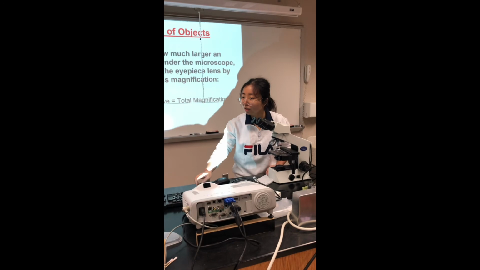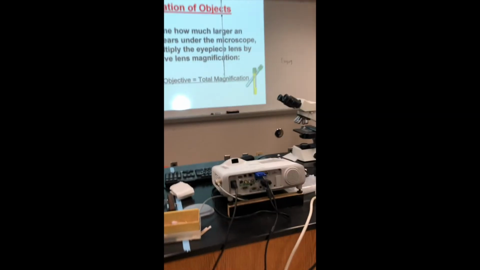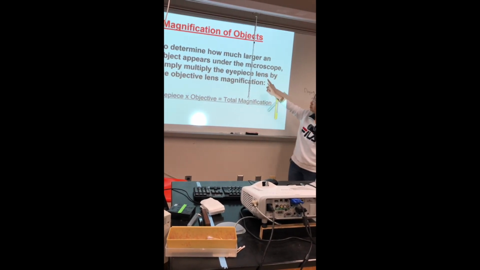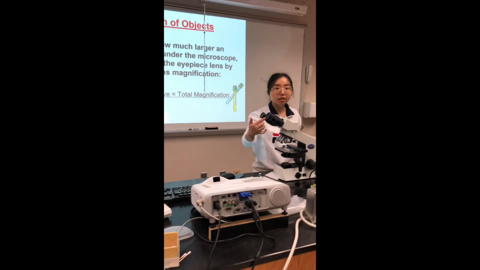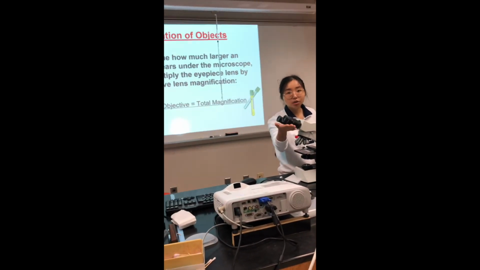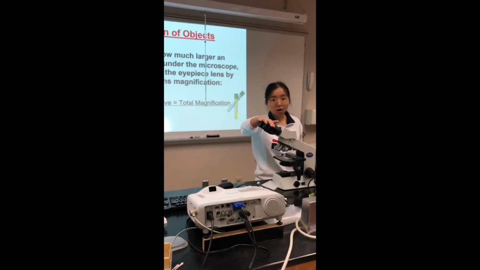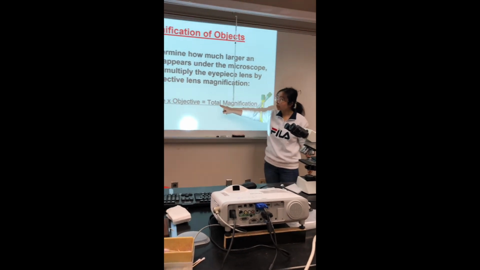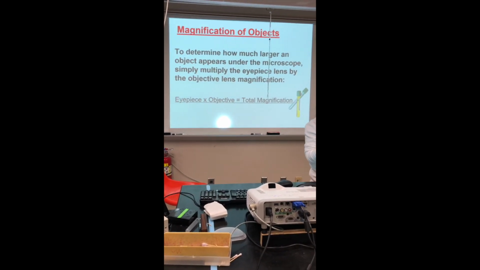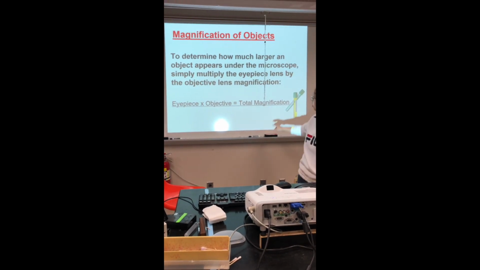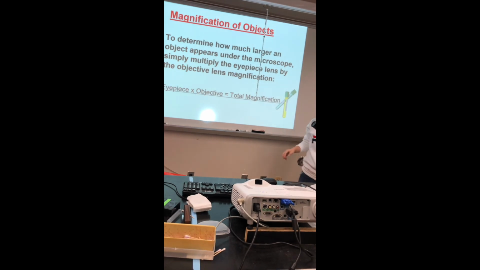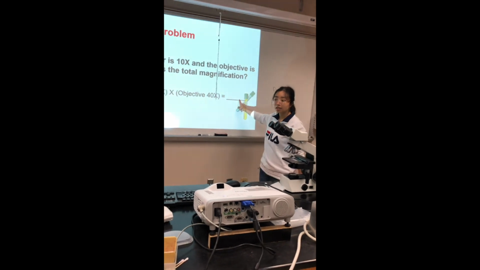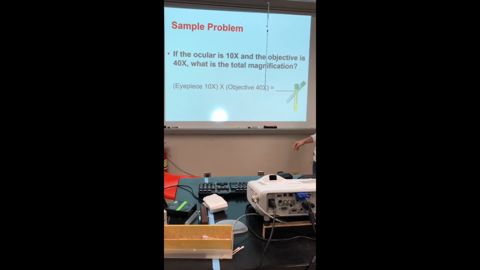This is the calculation that I want you to know. Determine how much larger an object appears under the microscope. Simply multiply by the eyepiece power, always 10 times. Our compound microscope, this version, would be 10 times through our ocular lens. And then you have your objective lens, either 4 or 10 or 40 or 100 times. That equals your total magnification. Make sure you understand this concept. This would be in our quiz. And let's do a simple calculation. I know you got the answer.